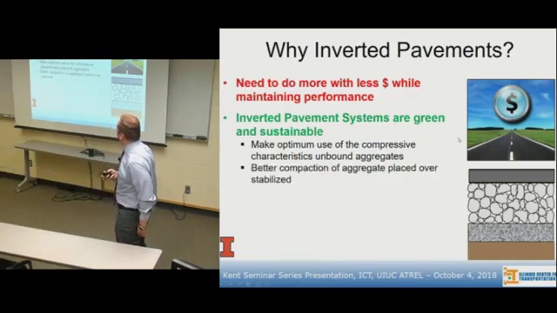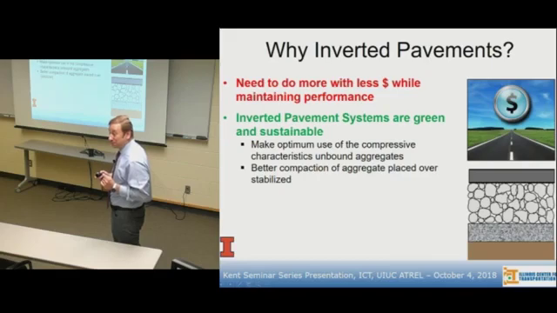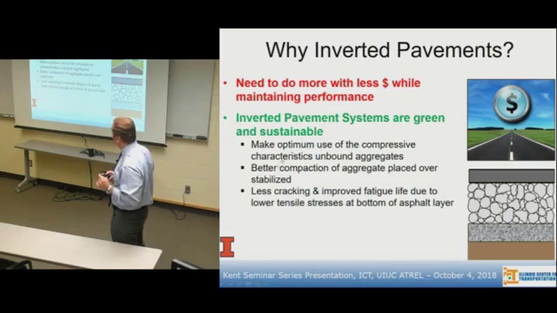Better compaction of aggregate placed over stabilized layers often goes up to 105% of typical Proctor densities. And their requirement is actually 88% of the solid density. Okay? That's how dense this layer has to be to perform. With that, there is less cracking and improved fatigue life due to lower tensile stresses in the asphalt. The bottom-up fatigue cracking is much less.